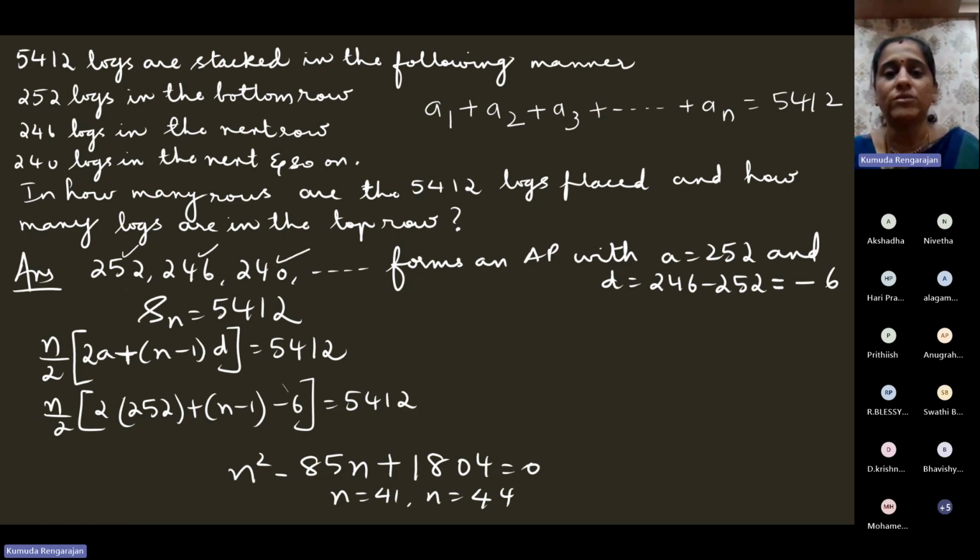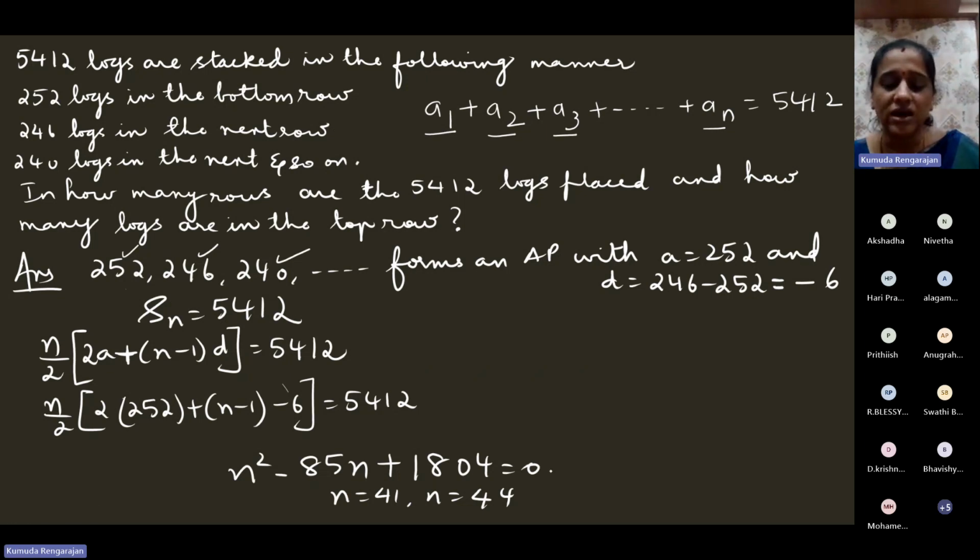So what is that total number of logs? It is the number of logs in the first row plus the second row plus the third row, so on till the nth row. And that total is 5,412. So A1 plus A2 plus A3, so on till An is equal to 5,412, which means Sn is equal to 5,412. So you know the formula, substitute the values of A and D and find the two values for n.